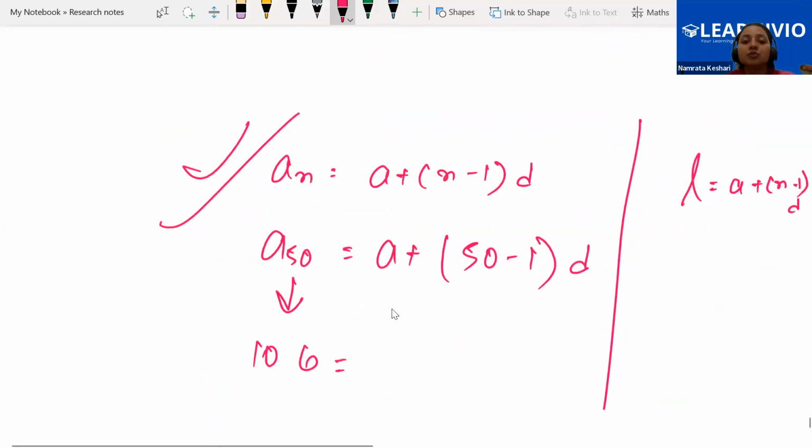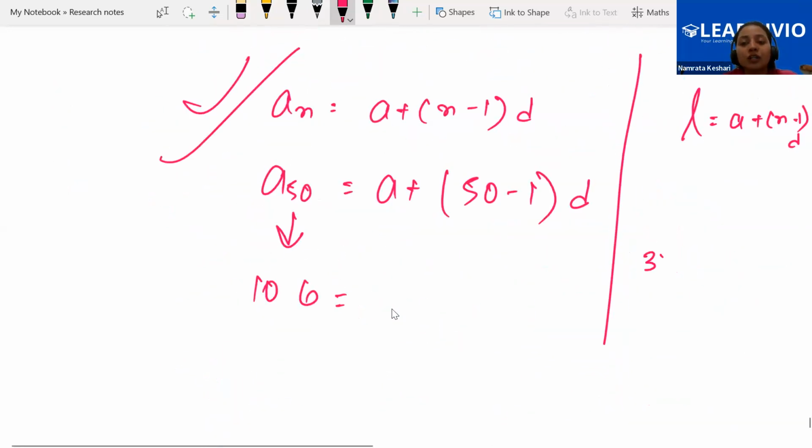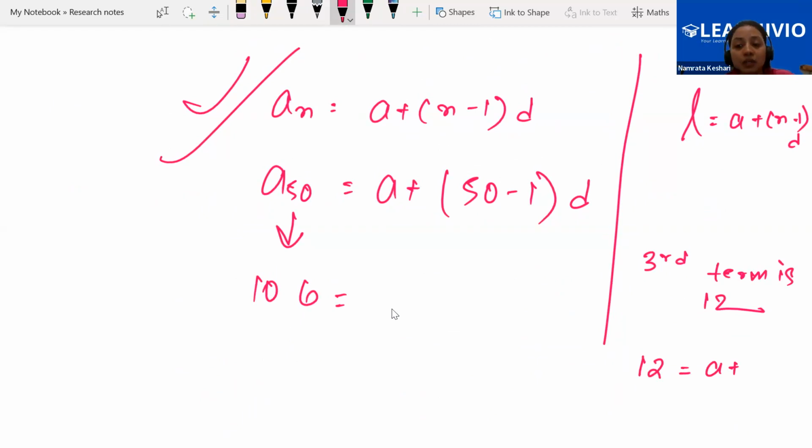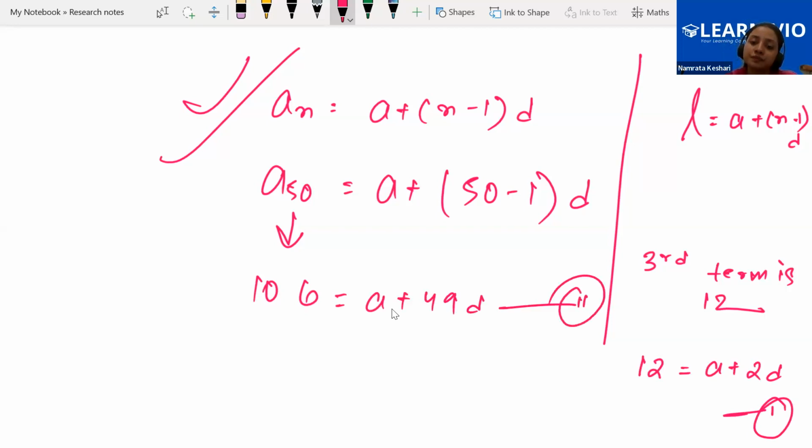So third term is 12. If I write it again over here, the third term is 12. Let's make the equation. Third term is 12. So can we write 12 is equals to a plus n minus 1, that is 3 minus 1 into d, equation number 1. And here equation number 2. Any confusion? Ziana, Sumaya, Galvin, Harshit, Maha? No, ma'am.